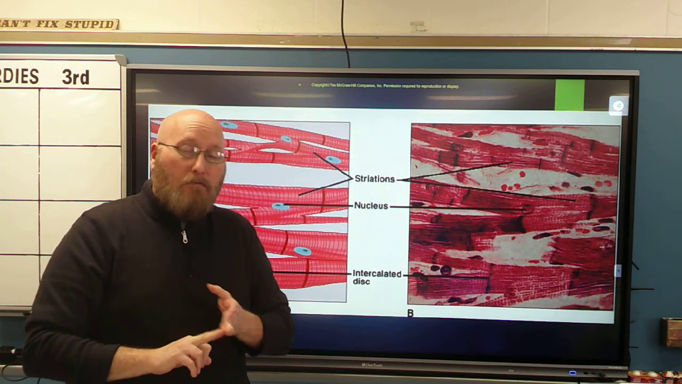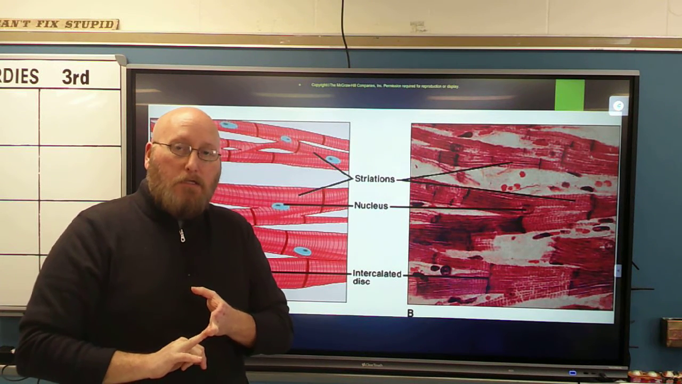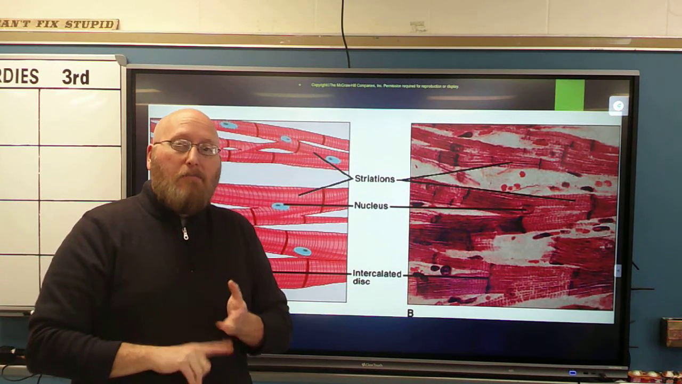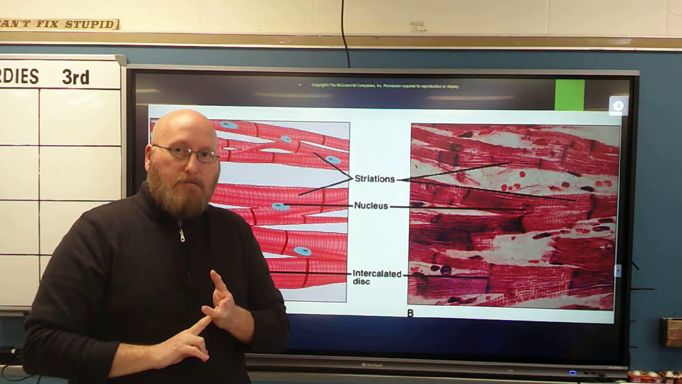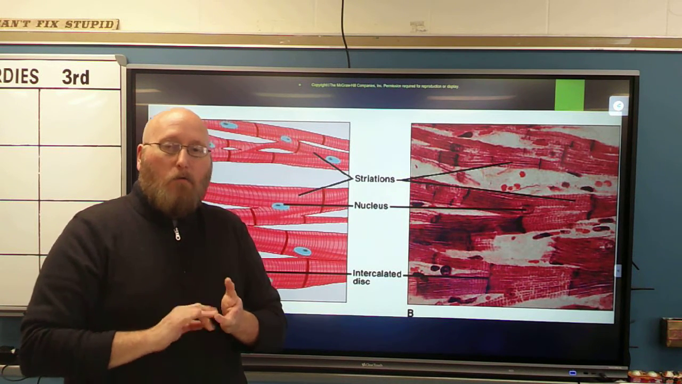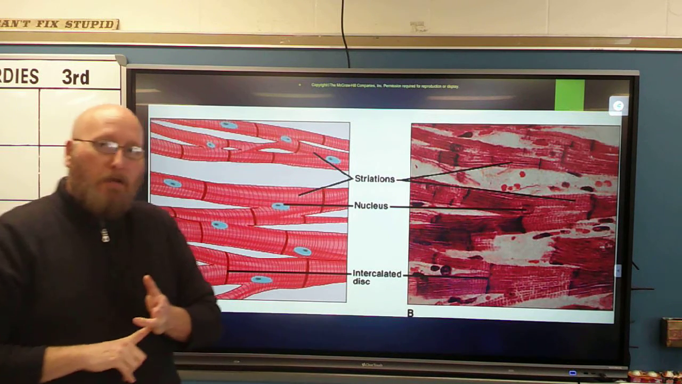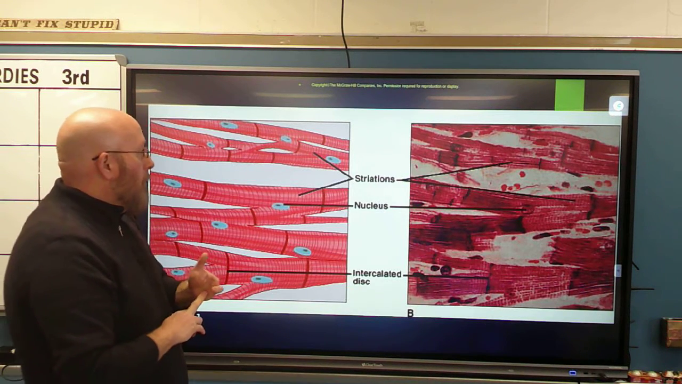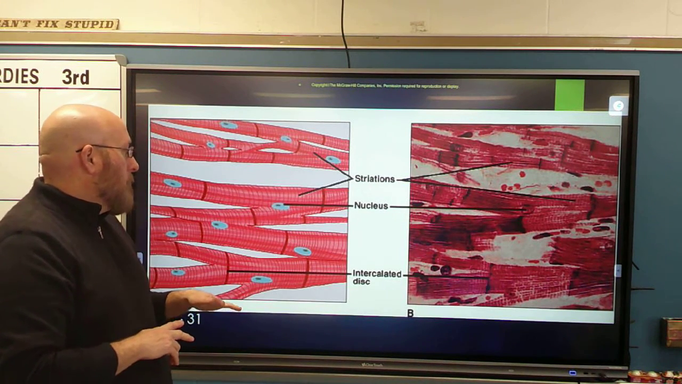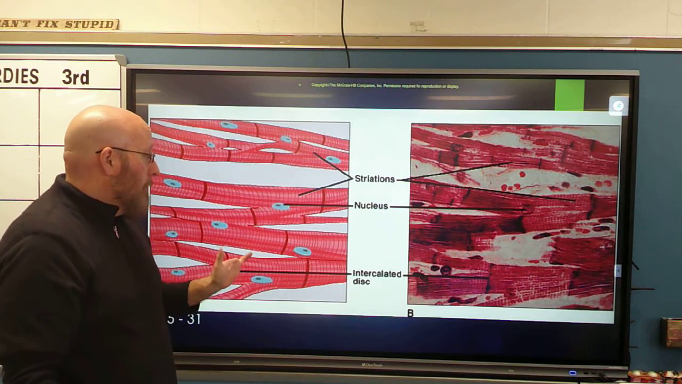It is voluntary and has multiple nuclei. Smooth muscle is involuntary, no striations, right? One nucleus. Cardiac, one nucleus, striations, right? It branches though. It's definitely involuntary, thankfully involuntary, okay?